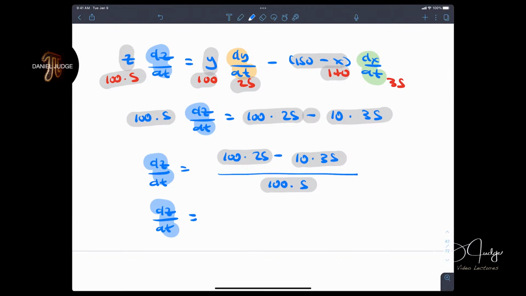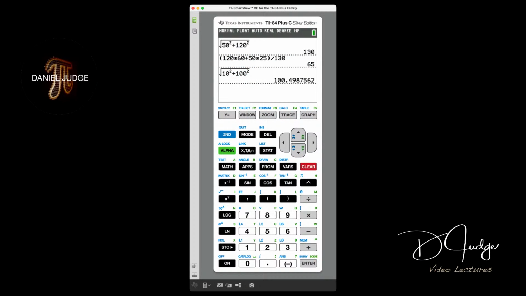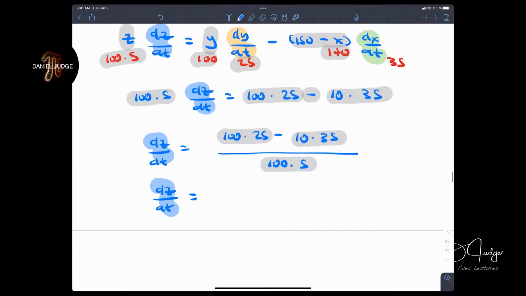All right, let's try to find out what this is. Let's clear this out. 100 times 25 minus 10 times 35 divided by 100.5. And ladies and gentlemen, this is what we're going to approximate to the nearest tenths. And so this will be 21.4. I believe that's kilometers per hour.